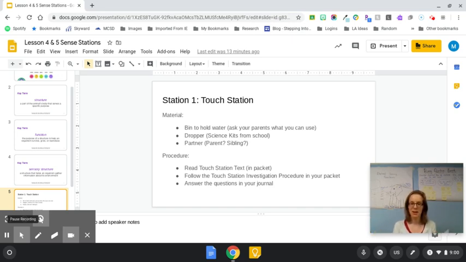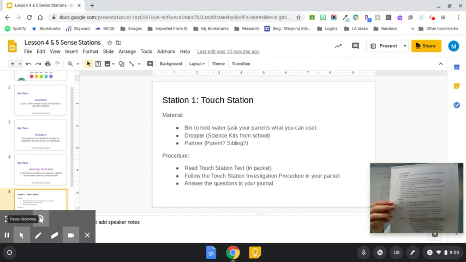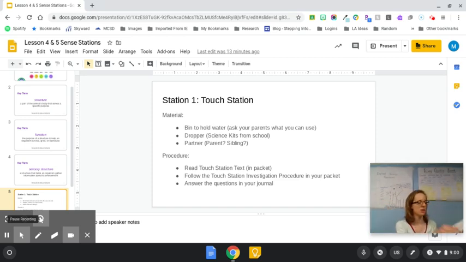In your science packet, you have a couple of things. You then have these directions that will tell you exactly what you need to do at that station. So you would read the part up here, and then down here it tells you exactly what you're going to do. There's also a text for each station.